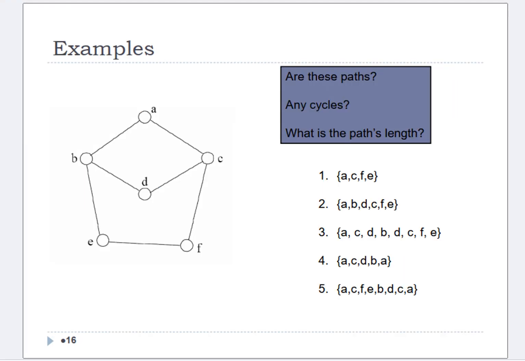15. Examples. 1. ACFE 2. ABDCFE 3. A, C, D, B, D, C, F, E 4. ACDBA 5. ACFEBDCA. Are these paths? Any cycles? What is the path's length?